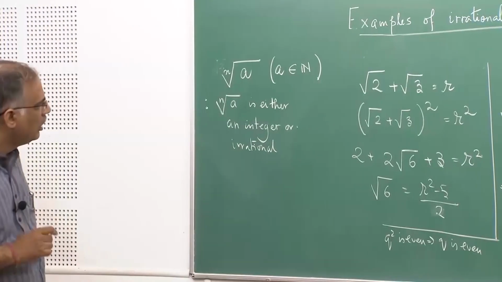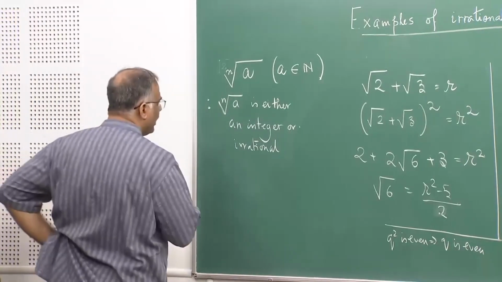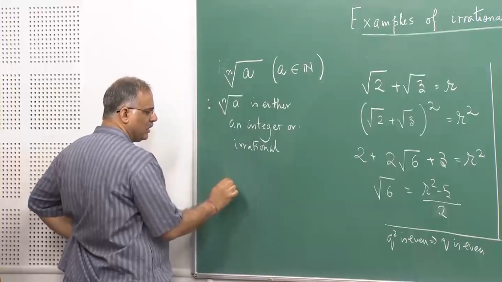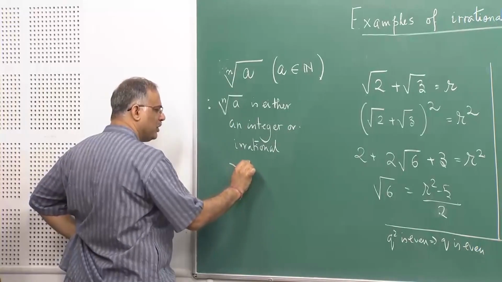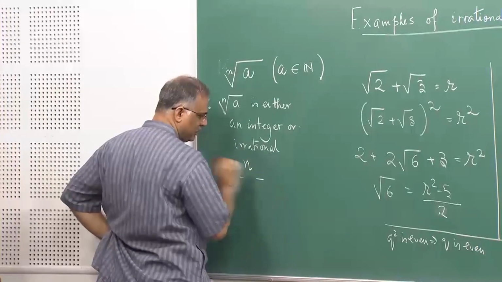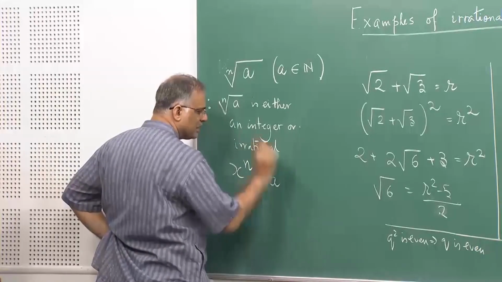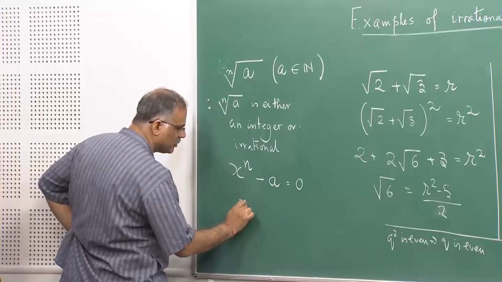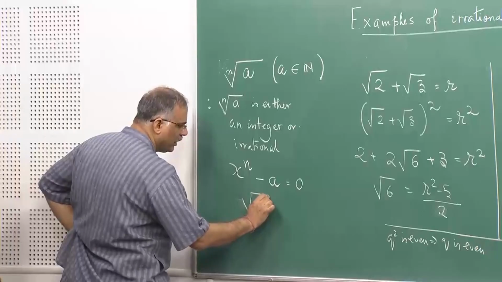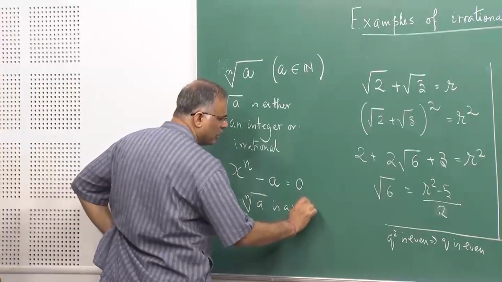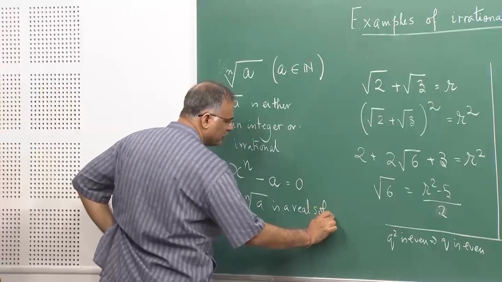Exactly. Now observe that if I look at this number, this is something you have done in your complex number theory: x^n minus a equal to 0 has at least one real solution. So the nth root of a is a real solution of this polynomial equation.